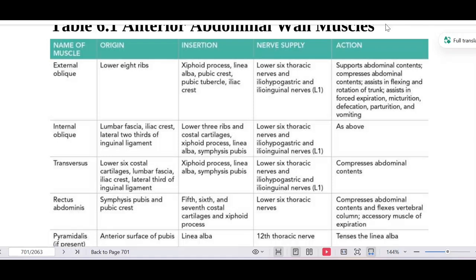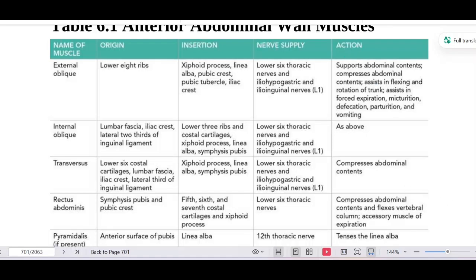Now it also assists in forced expiration during respiration, and in micturition. Micturition is called urination or voiding. Also in the defecation reflex, and in parturition. Parturition is called childbirth or labor. And in vomiting. So these are all the actions of the external oblique.